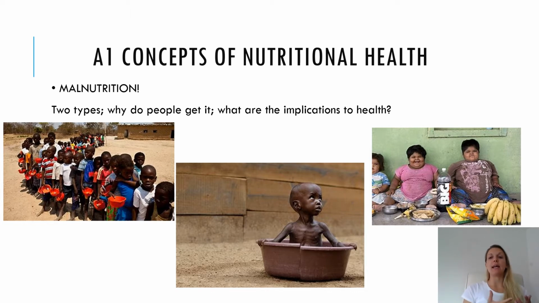So in the textbook, it does talk about what things happen. So what happens to the body when you are undernourished? So you don't have enough good nutrition in your diet. And it also talks about what happens when you have too much. So what happens when you are obese?